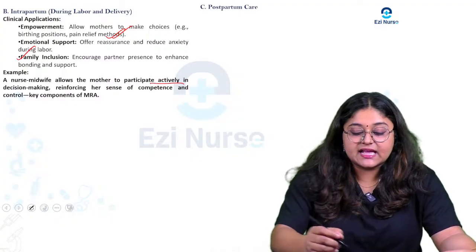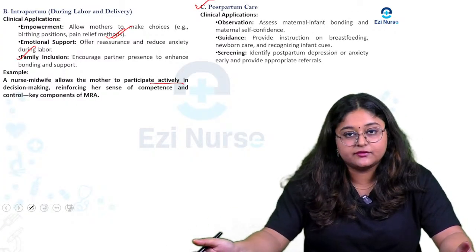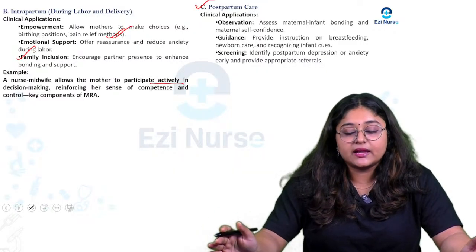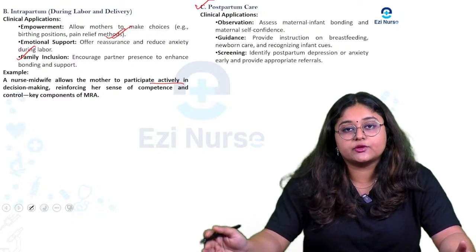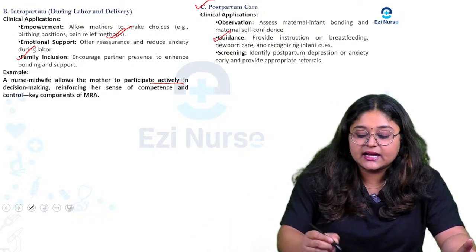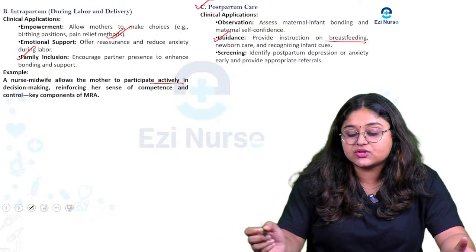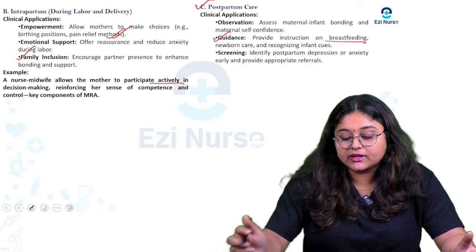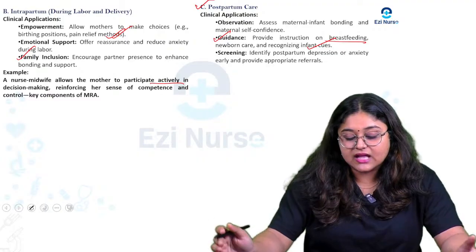Now come to the next, postpartum care, meaning the period after delivery. What should be done? First is observation. We have to assess maternal as well as fetal well-being, bonding, and maternal self-confidence. Next is guidance. At that moment we have to guide the mother properly by providing instruction on breastfeeding, newborn care, and recognizing infant cues. Now come to the screening.